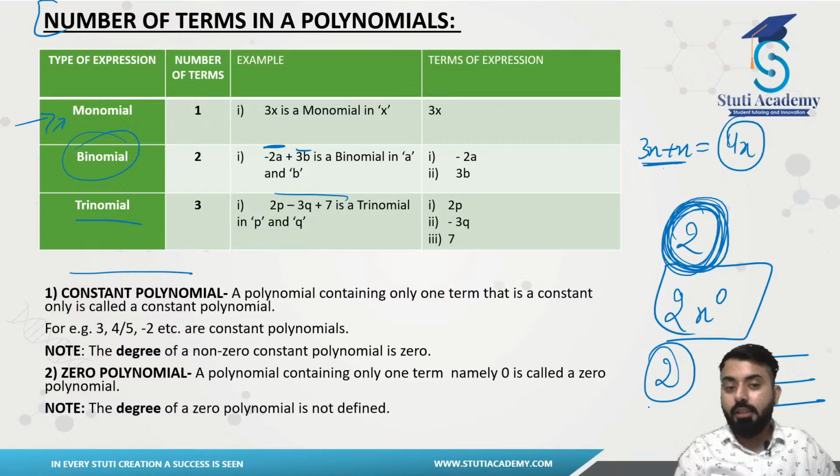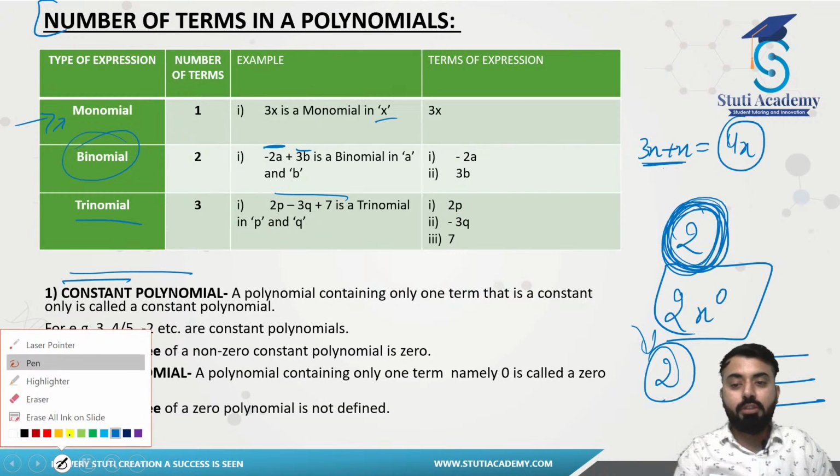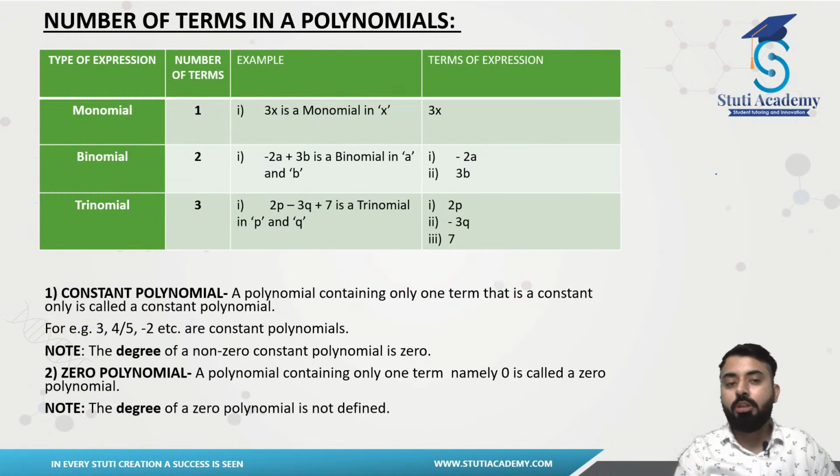You guys see, this cannot be your monomial because it has to have a variable with it. It does not have any variable on our first look. That will be what? That will be a constant polynomial. Understood? Now for the case of zero polynomial, zero polynomial is what? It is actually that polynomial which has only one term and that term is 0.